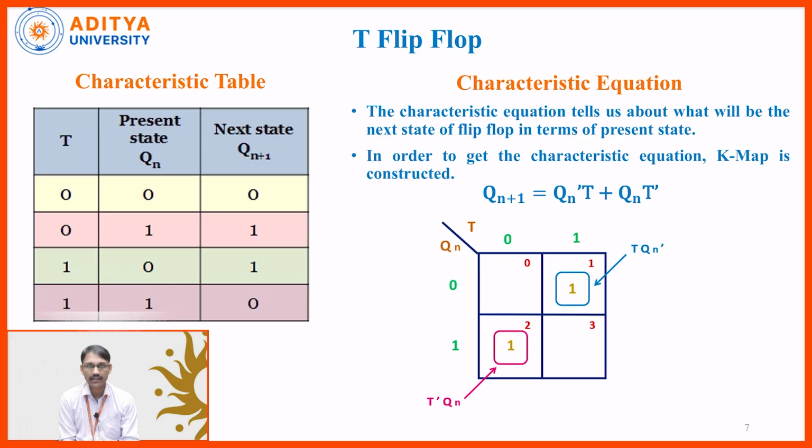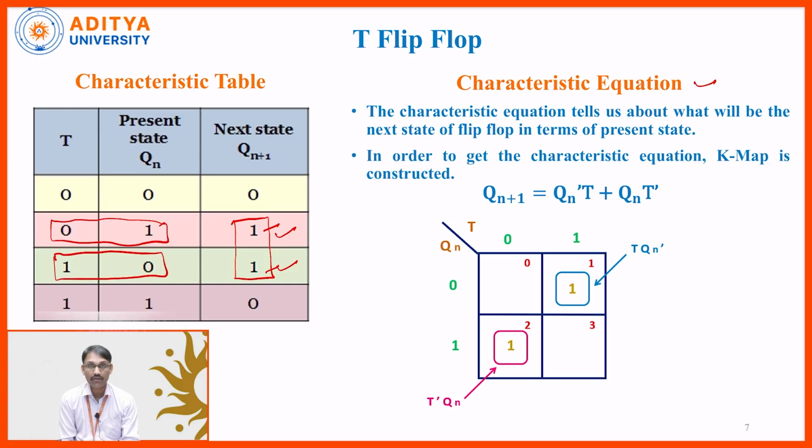This is the characteristic table. Before going to the characteristic equation, we have to consider the characteristic table. Now, we have to find out Qn plus 1. Wherever Qn plus 1 is enabled, that means in these two cases, the output is 1. So, now that the output is 1, we have to consider the two corresponding inputs.